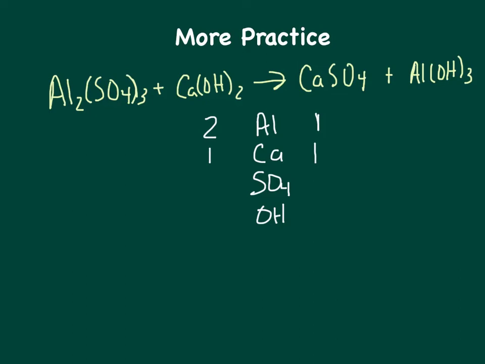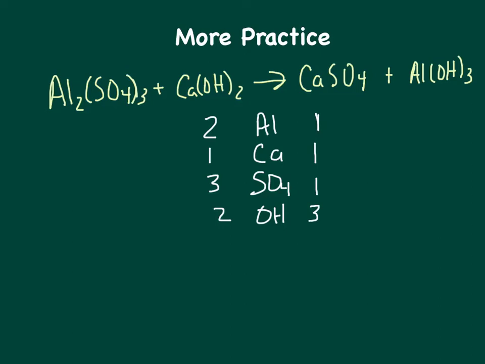SO4's on this side, I have 3 sets of SO4. On this side, you're going to think that we have 4 SO4's, but we don't. We only have 1 set of SO4's. And on this side, the OHs, we have 2 sets of OHs. Over here, we have 3. So I'm going to write those in right now. 3 sets of SO4 here, only 1 over here. OH, I have 2, and I have 3 over here.